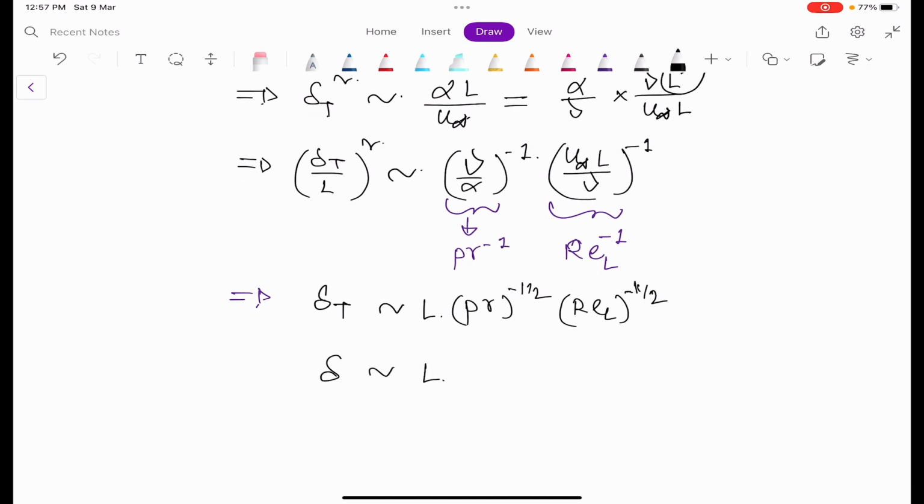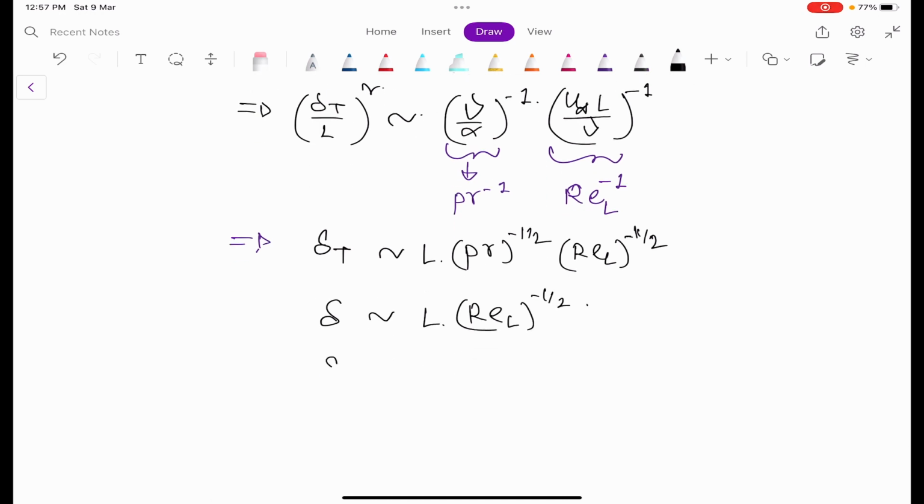We also got something like this in the hydrodynamic boundary layer, where delta is proportional to L Re L to the power minus half. So here you see that delta by delta t is proportional to Prandtl number to the power, not minus half, it is plus half. I told you that the Prandtl number is a measure of delta by delta t, but it is not the case that delta by delta t is absolutely proportional to the Prandtl number. Here it is Prandtl number to the power half, and we can also have Prandtl number to the power any number.